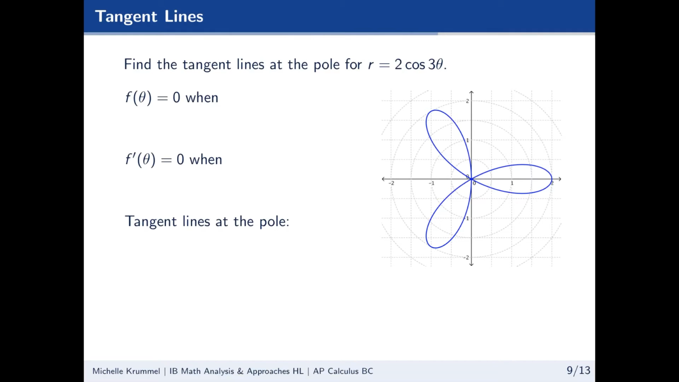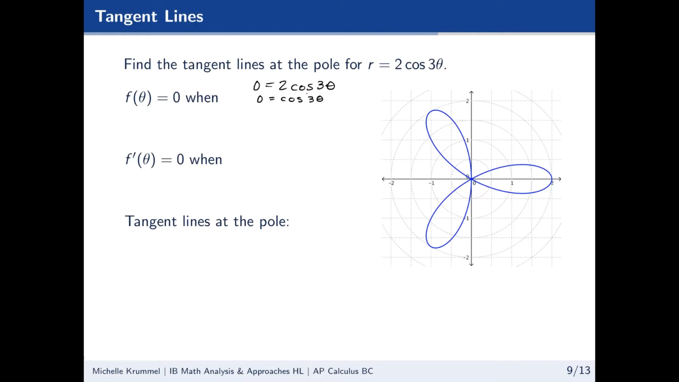Let's look at an actual example. Find the tangent lines at the pole for this rose curve, r equals 2 cosine 3 theta. So we start by figuring out where r equals 0. Let r equal 0 and solve for theta. I can divide both sides by 2. I have 0 equals the cosine of 3 theta.